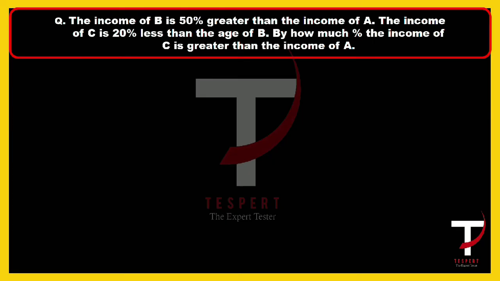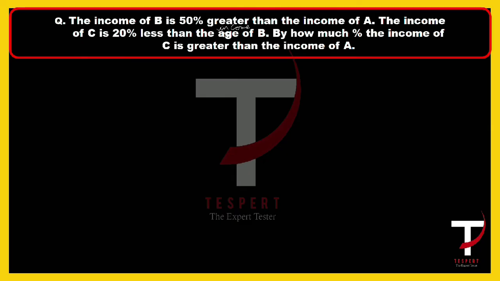Just pause the video and try to solve the question. If you are unable, then you can resume the video. The income of B is 50% greater than the income of A. The income of C is 20% less than the income of B. Sorry, here this is not age, this is income. By how much percent is the income of C greater than the income of A?